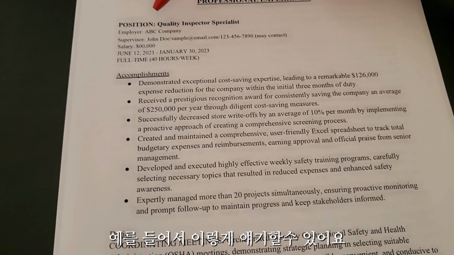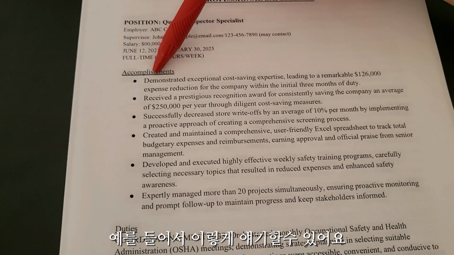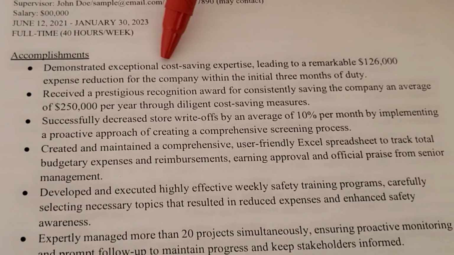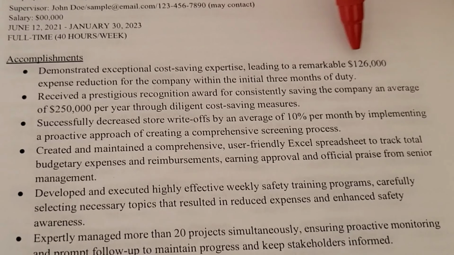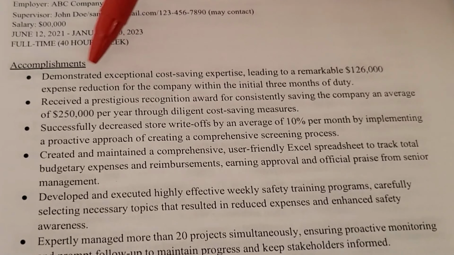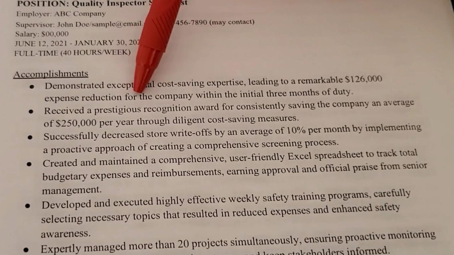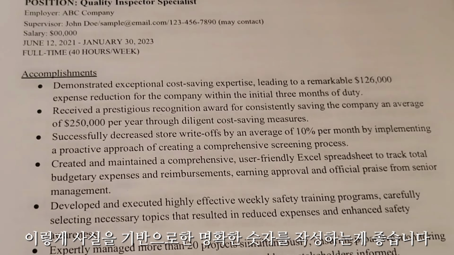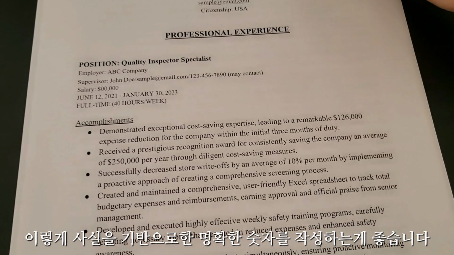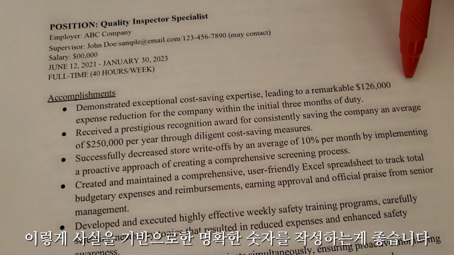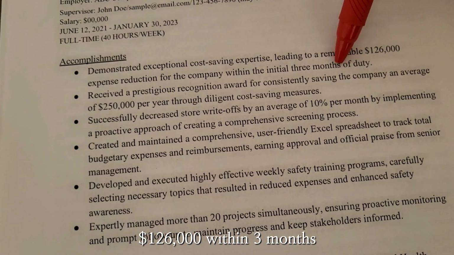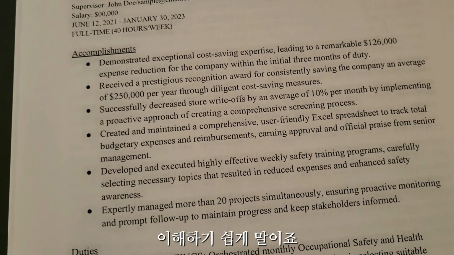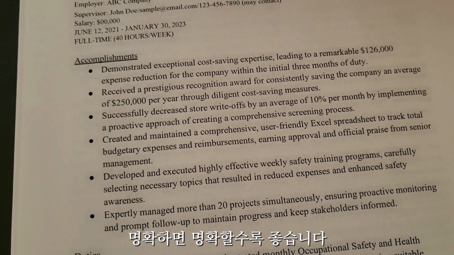So for example, within this position, you could say, I demonstrated exceptional cost-saving expertise, leading to a remarkable $126,000 expense reduction for the company within the initial 3 months of duty. So it's good to include concrete numbers like this. So $126,000 within 3 months. So that's something that's really easy to gauge. You want to be as specific as possible with this.